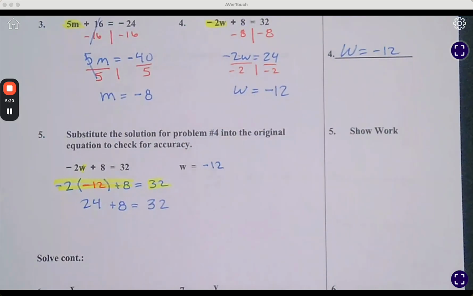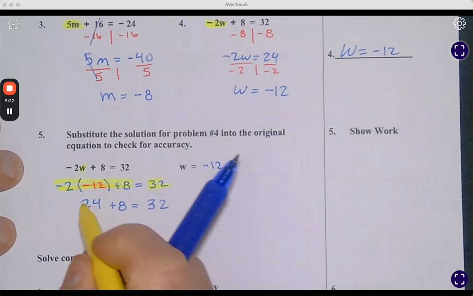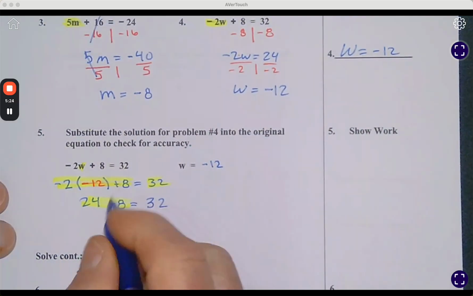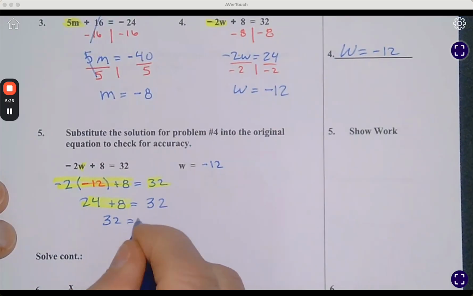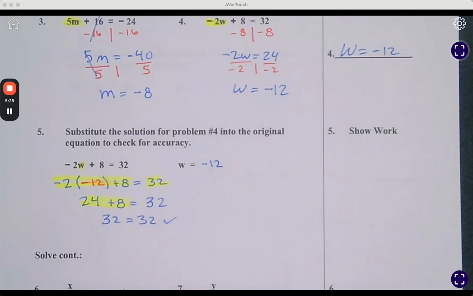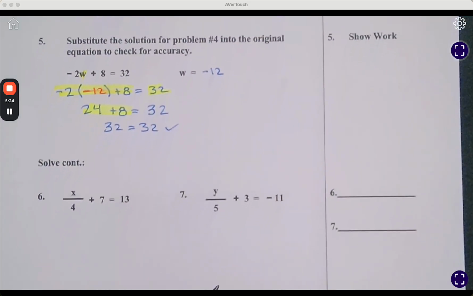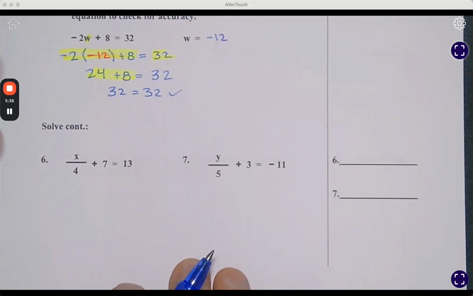But now I'm going to add these two up because I can simplify the left-hand side of the equal symbol a little bit more. And look at that. When you simplify it down and both sides equal the same number, you know you got it. You know it's true. All right, let's do this. This is great.